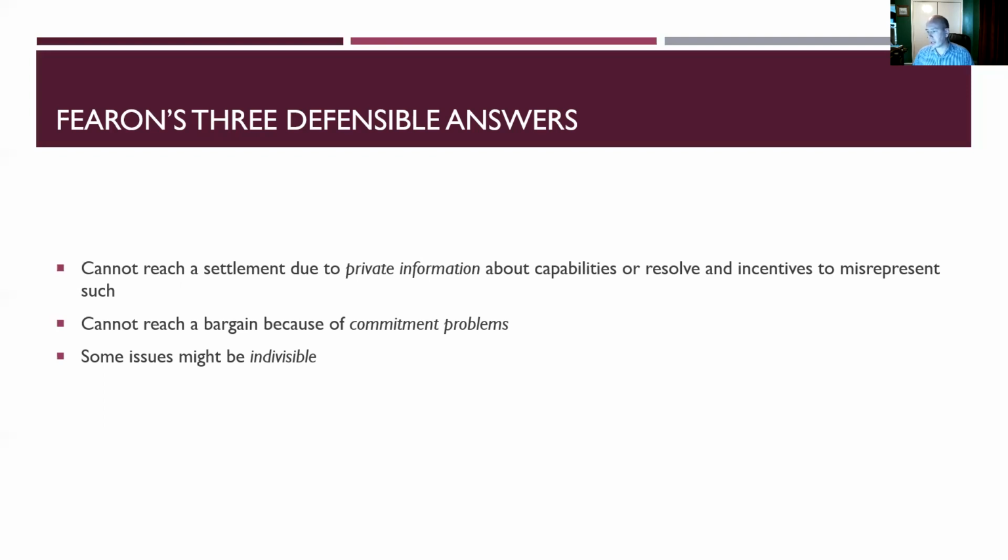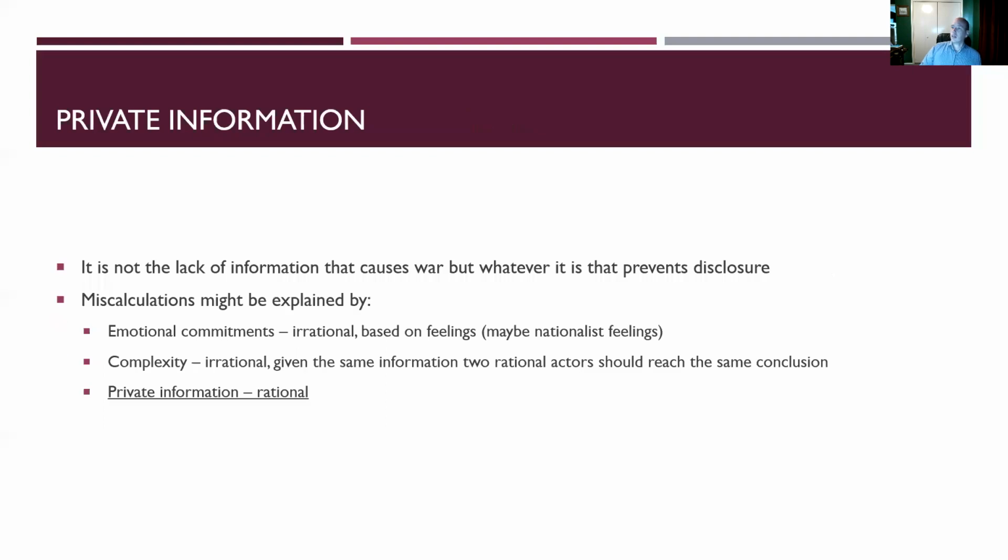But there might be some good that might be indivisible, and that would be a defensible answer as to why wars happen. It's like, we can't share this. Whatever deal we can come up with, we can't both have this thing, so we're going to fight. He then talks about private information. It's not the lack of information that causes war, but it's the thing that prevents disclosure.